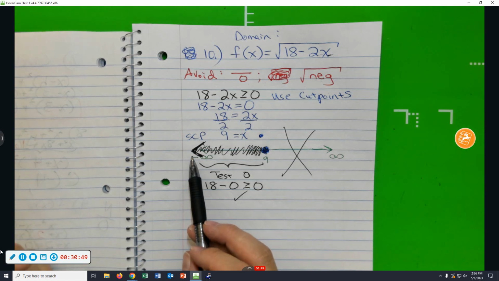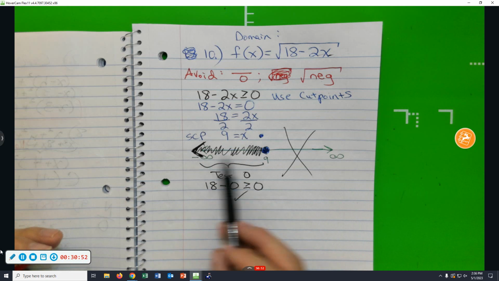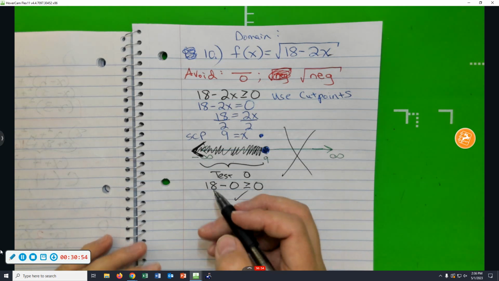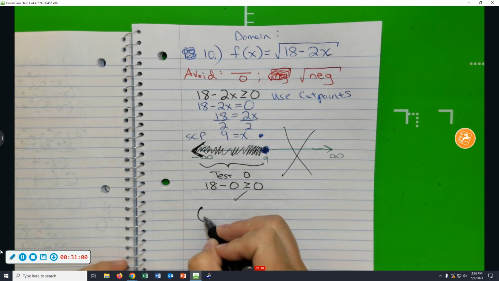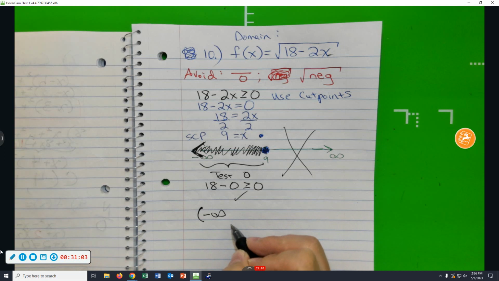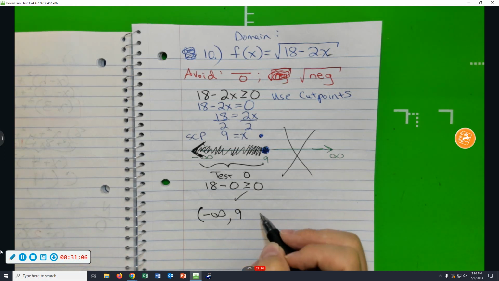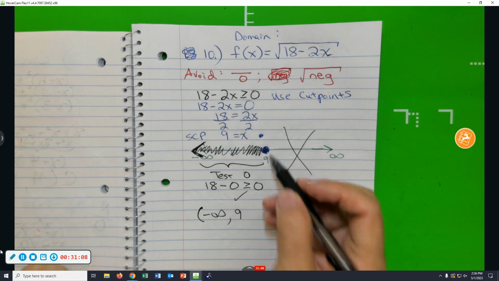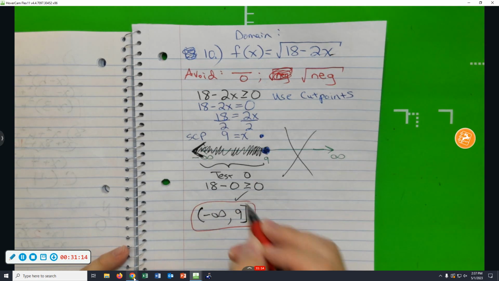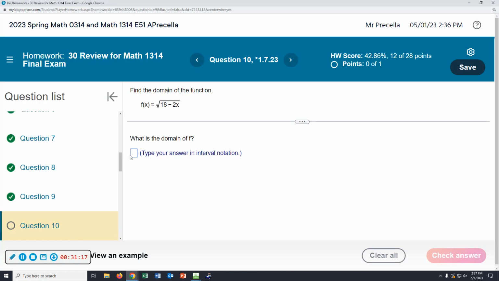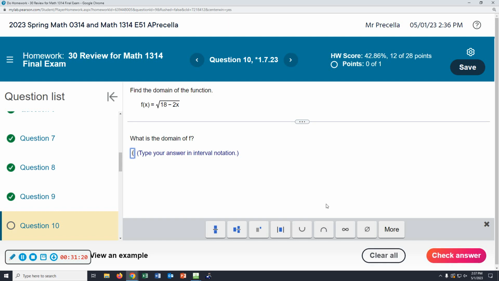And then we write the interval notation representation. So call it out. What would I type first? Parentheses, because you always put a parenthesis in front of a negative infinity. Negative infinity, comma 9. What's going to go after 9? A bracket, because you have a closed circle. Negative infinity, comma 9, bracket.